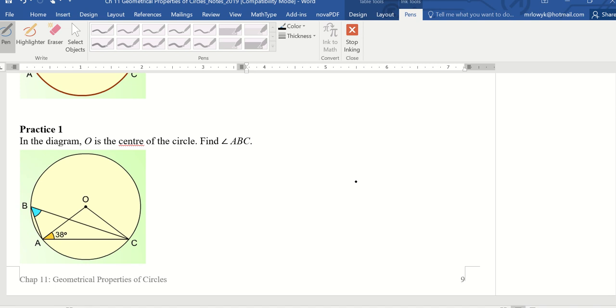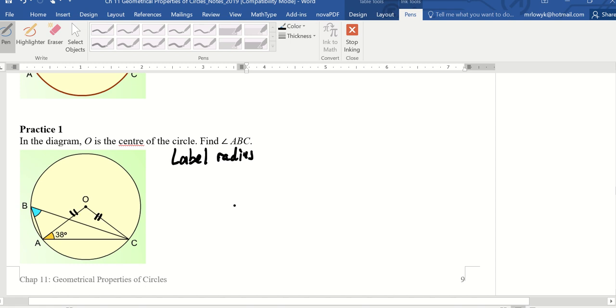Label the radius. Can you write down? Label the radius. As you write down, you always remember to label the radius. How many radius do you see? Two radius. Do you see isosceles triangle? Good. So that means you can find angle AOC equals to what? 180 minus 34 minus 34. What's the answer?